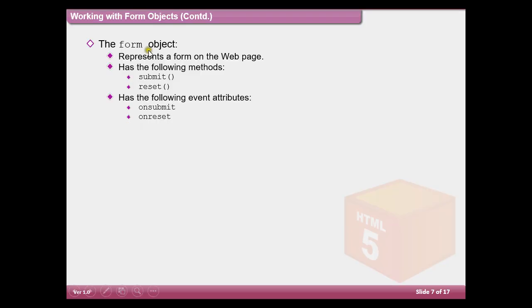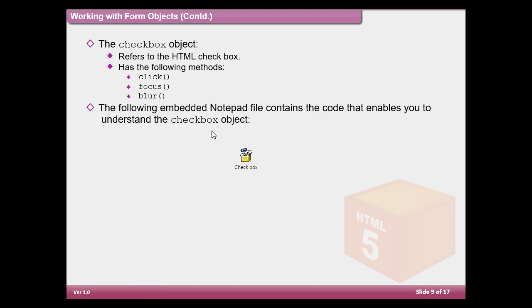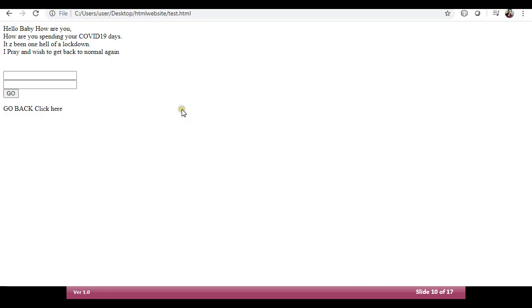Now this is basically the form object. The button object, you know, on click, on focus, on blur. I already showed you this. Okay, checkbox is also the same. Text is also the same. You can select, you can focus, you can blur. Yeah, I can show you maybe if you want to.